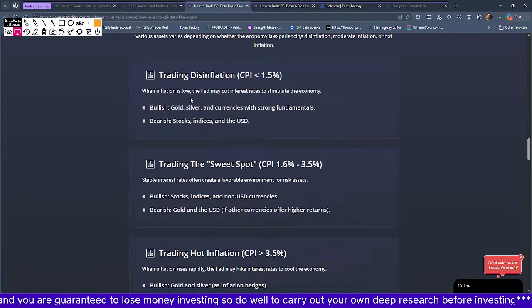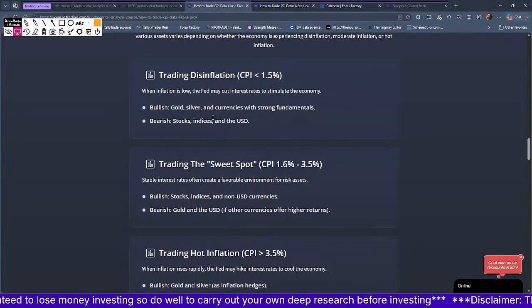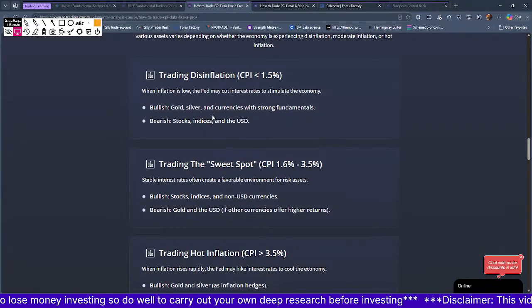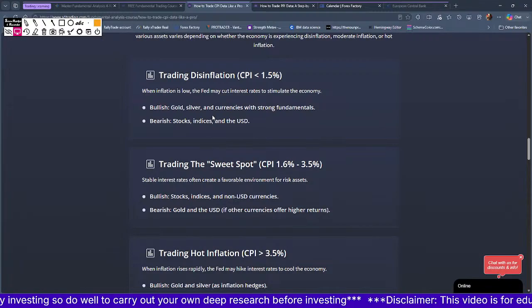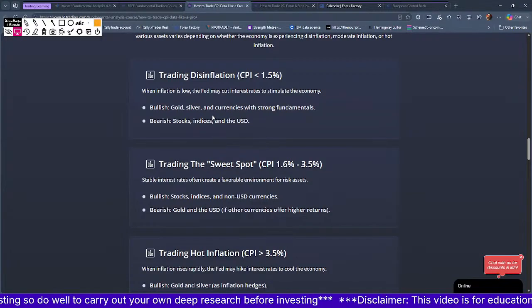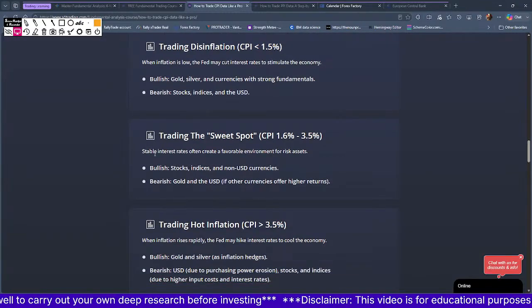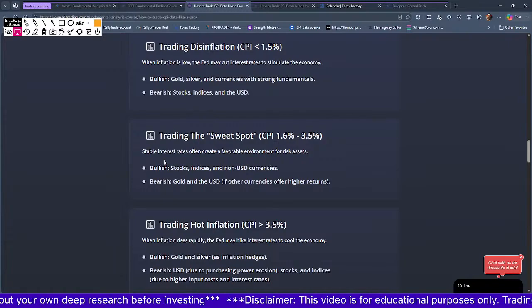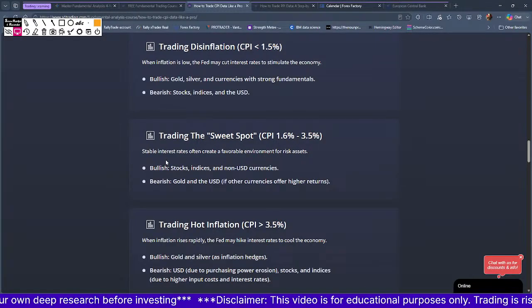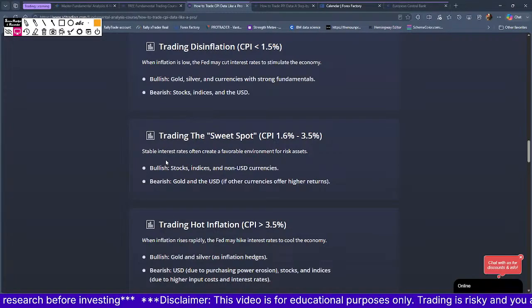Things like stock indices and even the US dollar itself, because the US dollar is kind of a mixture of a currency and a stock of its own, since it's the world's international payment system. So people buy it to keep it as a stock. Then we have trading the sweet spot, which is stable interest rates. The best things to buy during stable interest rates are stocks, indices, and non-USD currencies. So any currency that doesn't have the US dollar in it.